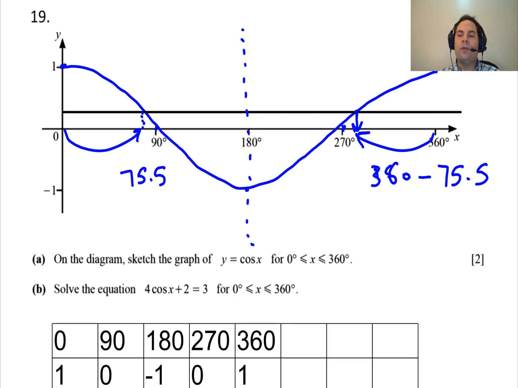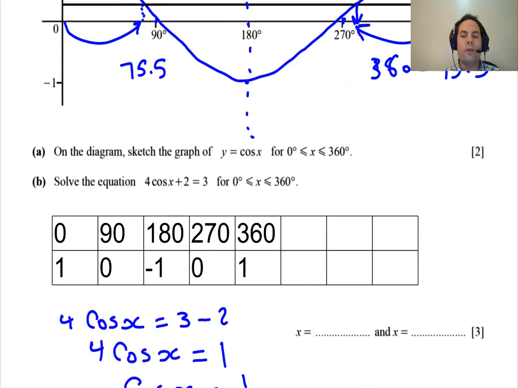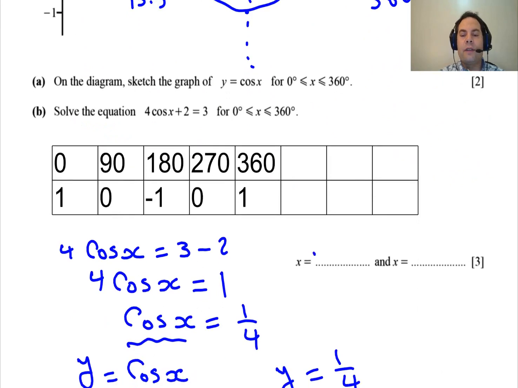So we have here two solutions. The first one is 75.5, and the second one is 284.5.